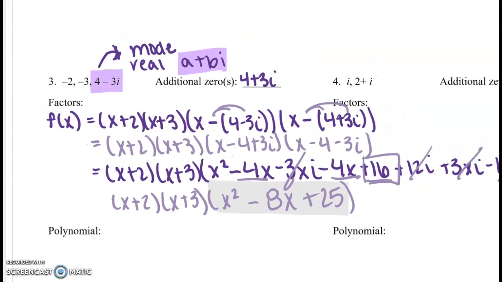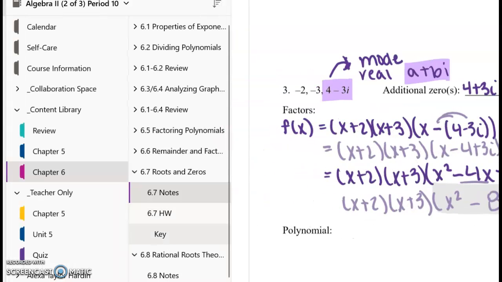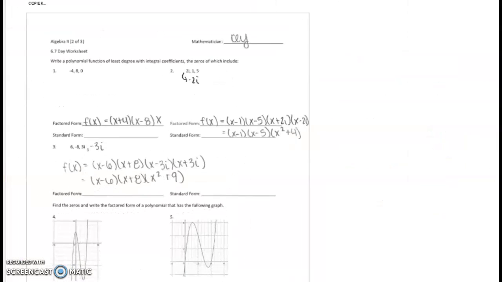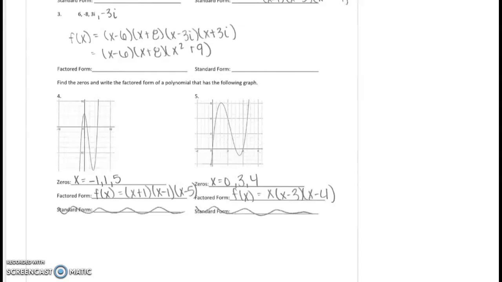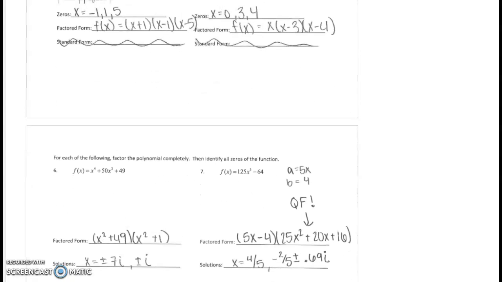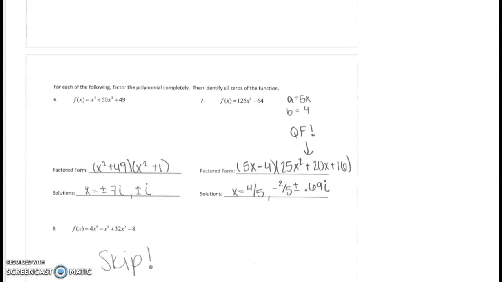Alright, so that's it for our notes. Let's take a look at your homework. I am going to take some things off, and you can see those taken off things on the answer key. So you don't have to do standard form. Standard form wants you to multiply everything together. The only thing I want you to make sure you're doing is getting rid of those imaginary solutions. So on number 2, you've got 2i and -2i. Make sure you multiply those together to get rid of those in your factored form. Same thing for number 3. Numbers 4 and 5, they give you the graphs. They want you to write the zeros and the factored form. You do not need to multiply those out in standard form.